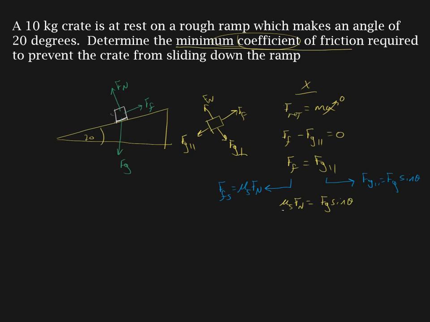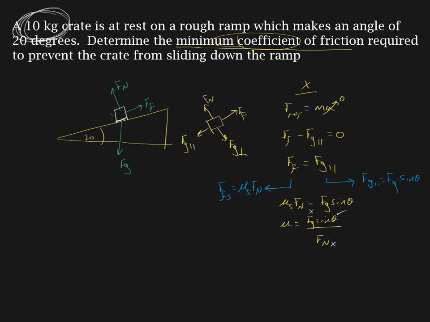So now we have mu, all we have to do is solve for mu, and we get mu is equal to Fg sine of theta over the normal force. So now let's go through our checklist. Fg, do I have it? Well, no, actually I don't. What am I given? I'm given 10 kilograms, and 10 kilograms is a mass, not a weight. It's not a force. Is theta given? Yes. Is the normal force given? No.